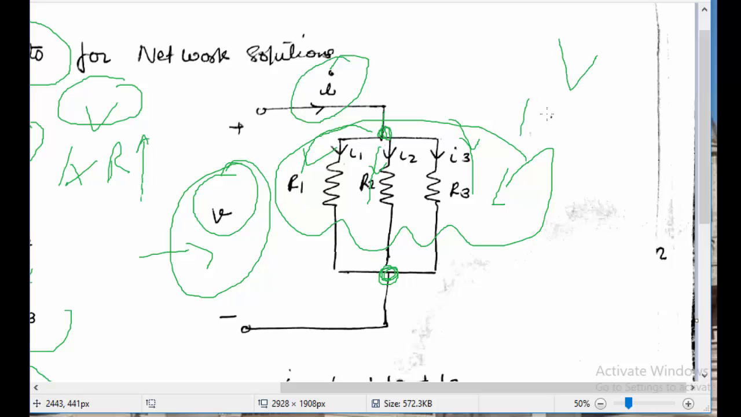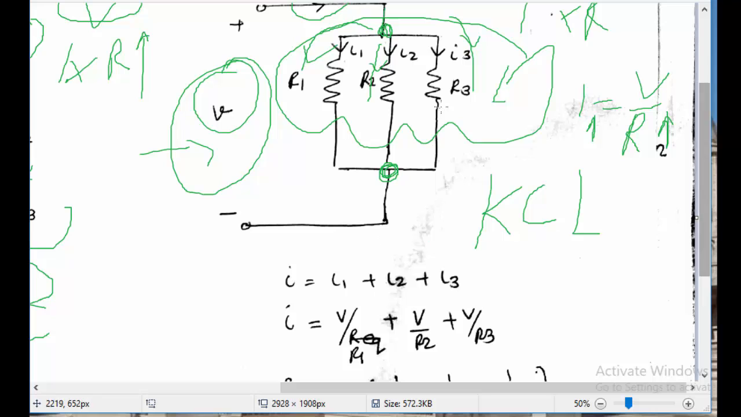As said, V is equal to I into R. So now, talking about the current, I equals V by R. As the resistances are different, the current will be different for each resistance. Applying Kirchhoff's current law here, where in the series case we applied Kirchhoff's voltage law, we see that at this junction the current coming in is I, and the current leaving the junction is I1, I2, I3. So the current coming in will always be equal to the current leaving.